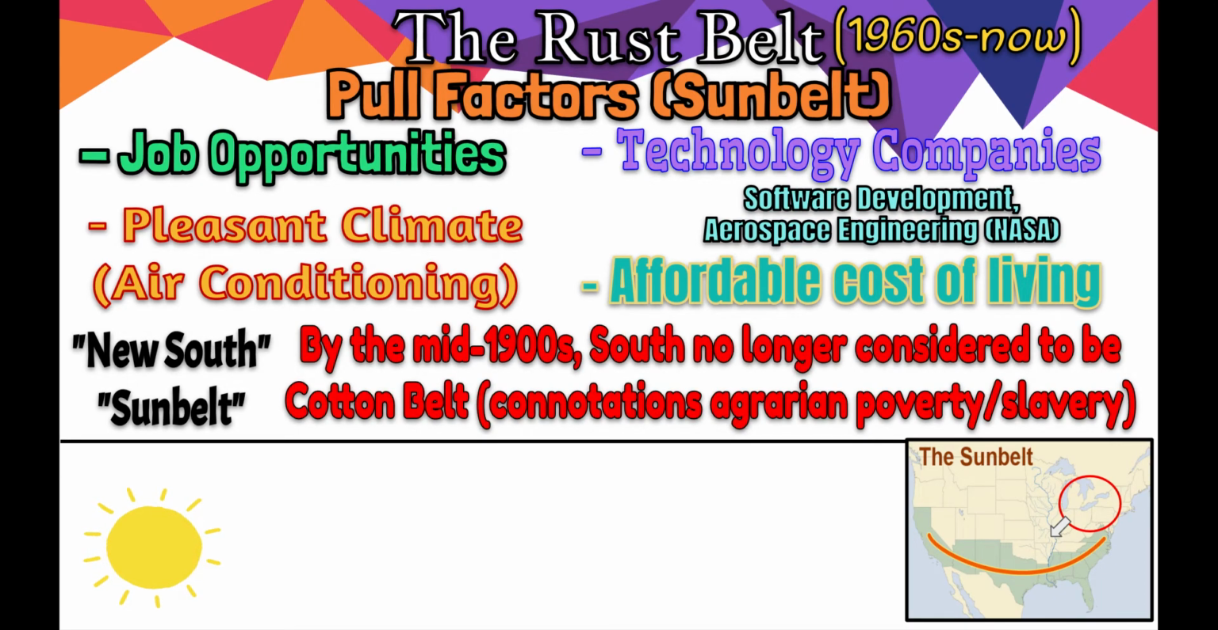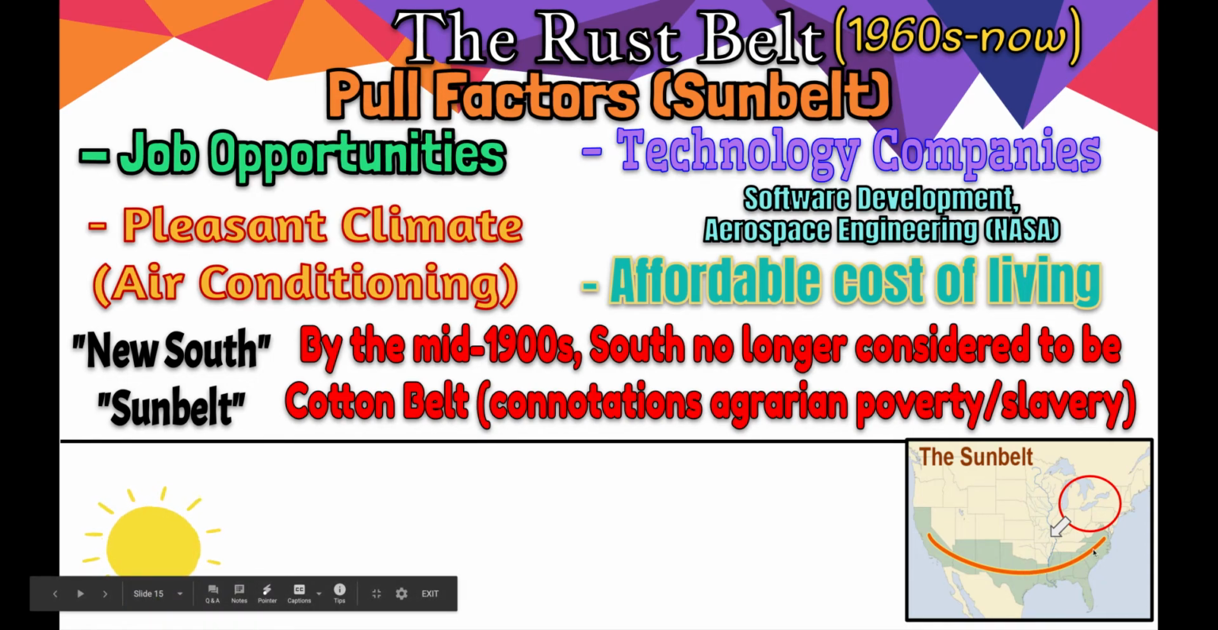Okay? And one of the big things we need to talk about is that by the mid 1900s, so we're talking about the 40s, that kind of time, the South is no longer considered to be the Cotton Belt. The Cotton Belt was what the South was called during slavery. The reason why we're going to abandon the idea of Cotton Belt is because of the negative connotation associated with the Cotton Belt of that agrarian farming poverty, slavery. So you no longer hear the South called the Cotton Belt. What you hear now is the Sun Belt, the New South. Sometimes when you're talking about just the South, when we talk about regions, you talk about the Bible Belt, but that doesn't reach all the way over here to California and Arizona and New Mexico, okay? That's just the Sun Belt, okay?